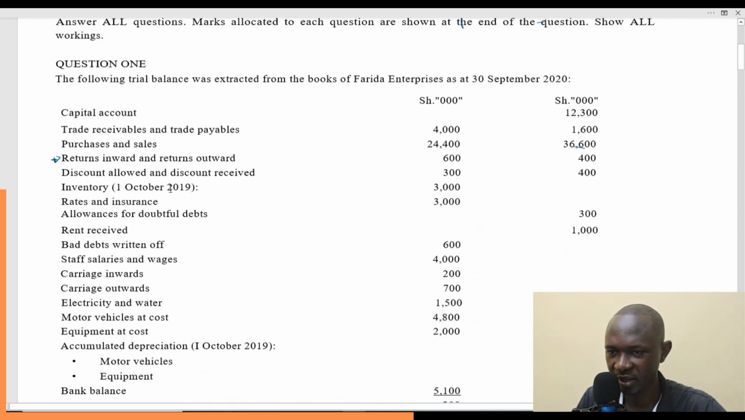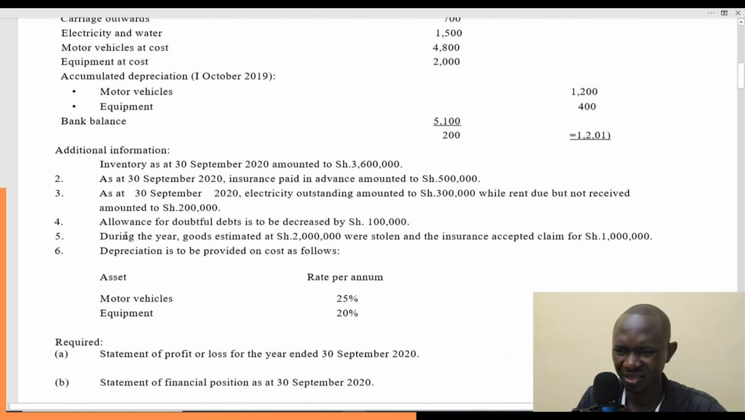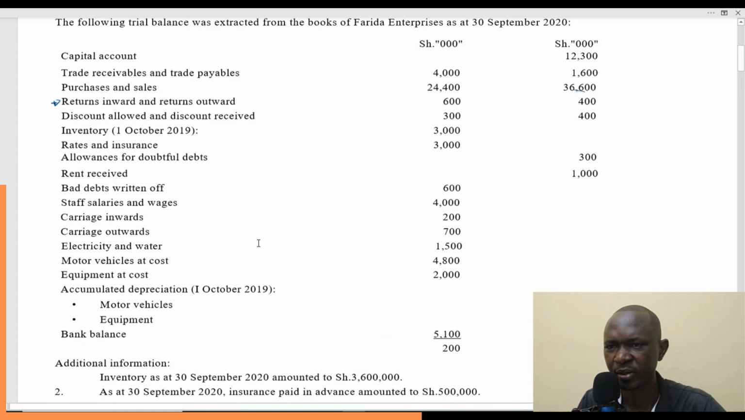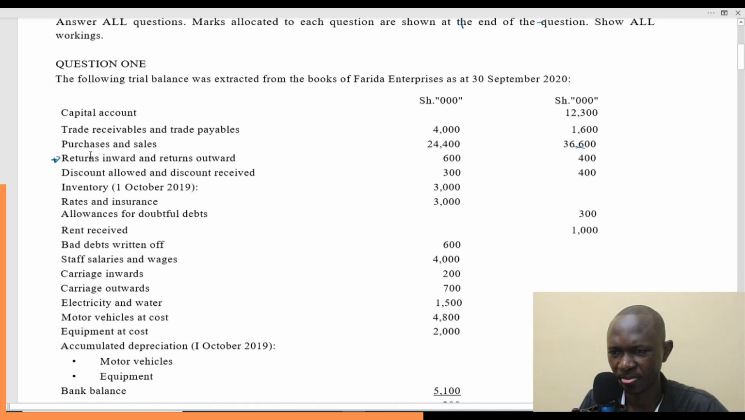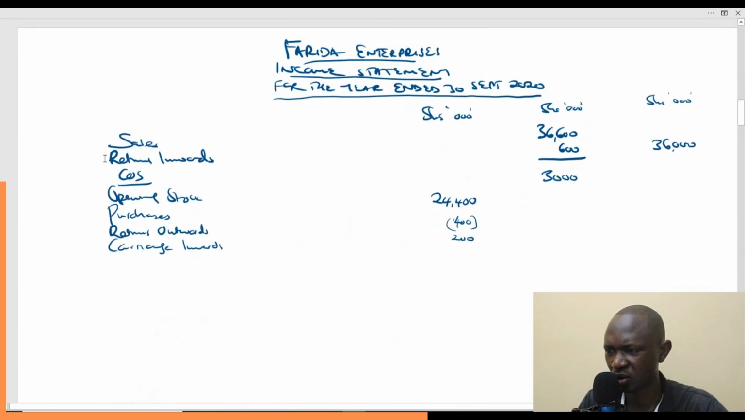And then do we have any other thing? Now there is something here. During the year, goods estimated at 2 million were stolen, and the insurance accepted the claim that they were stolen. So I think we'll tackle that later. It may not feature here. So let's move on. I think there's nothing else. You have to make sure that there's nothing else. If there's nothing else, we have these as our purchases.